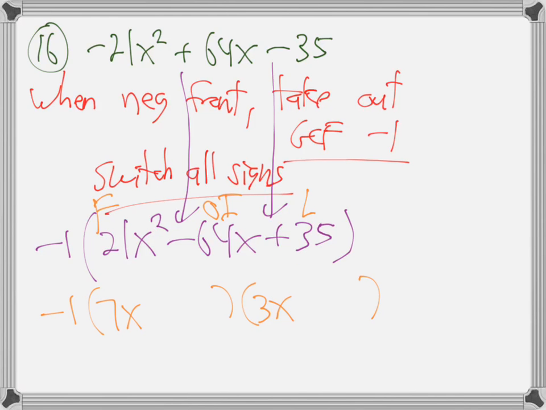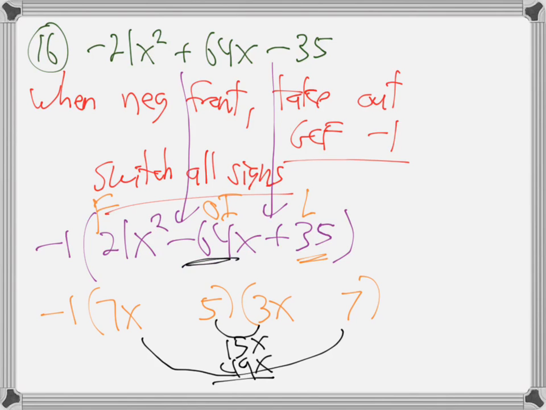And now last time, what times what's 35? 5 and 7. Could I put the 7 there? No way. No way you're going to have 2 7s in the same parenthesis. So 5 here, 7 there. It's got to be. Let's try it. The 2 inner, 15x. The 2 outer, 49x. What's our target? What's our goal? Minus 64x.